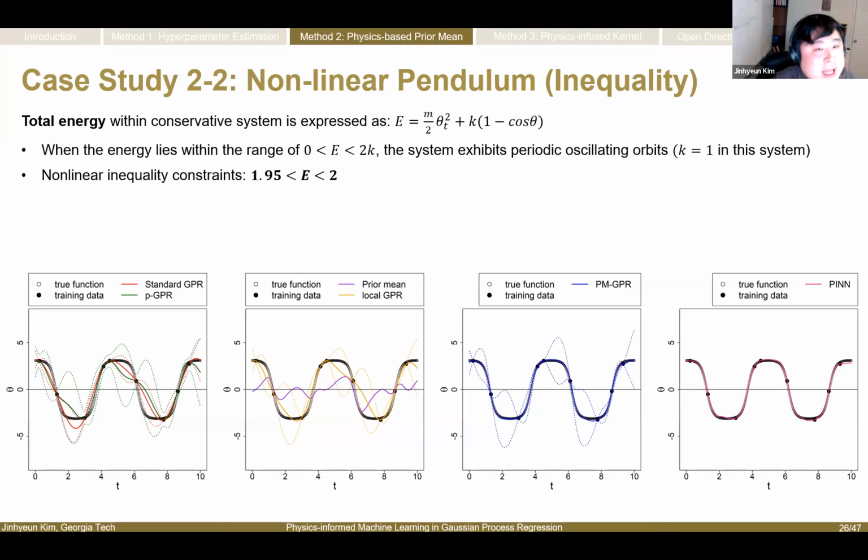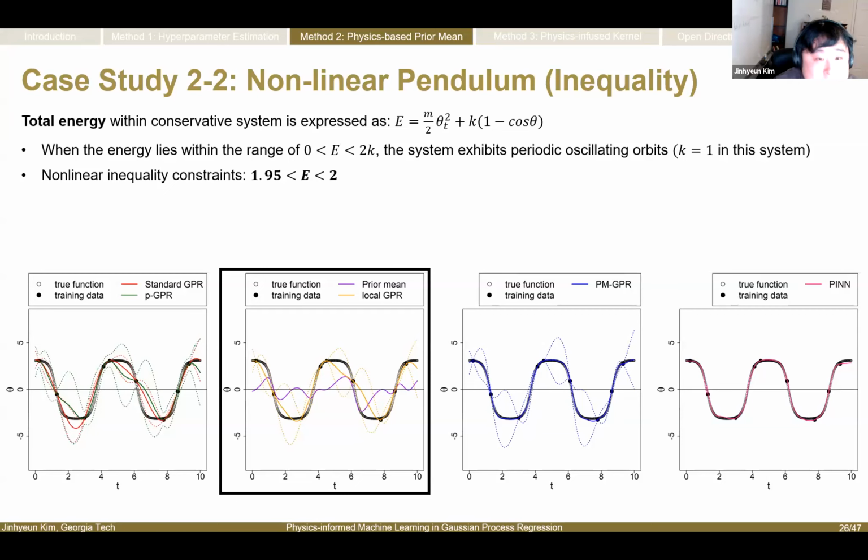In the true function, the energy value is around 1.99, but we don't know it. We set the nonlinear inequality constraint where the energy is bounded between 1.95 and 2. By embedding this nonlinear inequality constraint, we investigate whether our model can discover the true dynamics of the system. Here as well, the prior estimated by the PINN is very flexible and successful in capturing the discrepancy of the local GPR and finding the true dynamics of the model, which is the blue line.